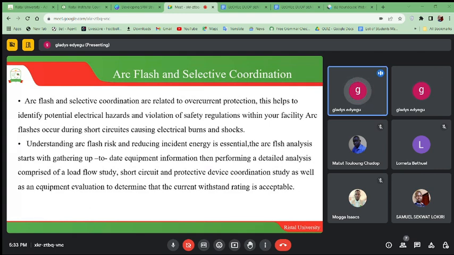So, short circuit and protective device coordination study, as well as an equipment evaluation to determine that the current withstand rating is acceptable. You need to know this, and I've already explained that you need to understand how your machines are supposed to be operated and what kind of protective devices you're supposed to have in place. You're supposed to make sure that you always do an evaluation of your equipment. When you do that evaluation, you're able to know the time of maintenance, you're able to know that a machine has broken down, and you're able to do either the repairs or provide the maintenance services for your machines.